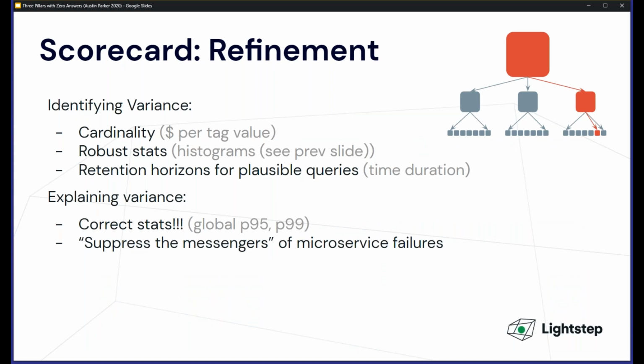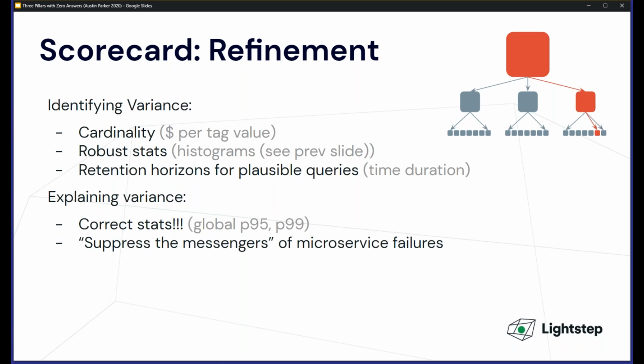So we talked about discovery. Let's talk about refinement, right? Here's the scorecard of how we gauge refinement. So for identifying variance, we've talked about cardinality, and cardinality is extremely important. It's arguably more important than detection. We need to understand how much money we're spending for more tag values. And we need some way to deal with metrics, right?